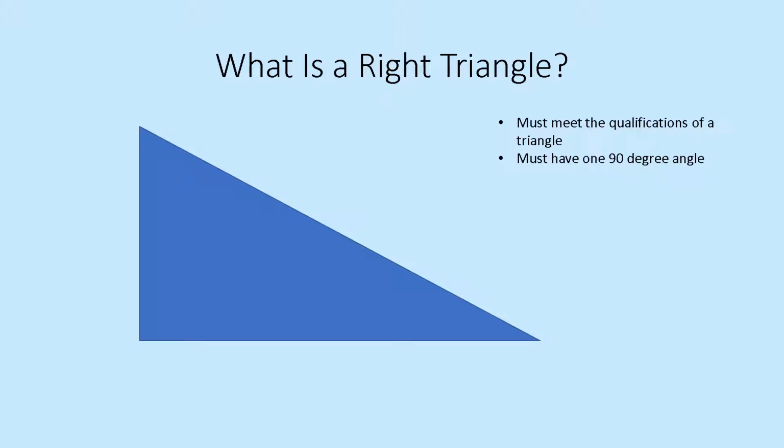So first of all, what is a right triangle? First of all, it must meet the classifications of a triangle, meaning the angles add up to 180, and it of course has 3 sides. And what makes a right triangle different is that it must have one 90-degree angle, which is usually shown with a little box.